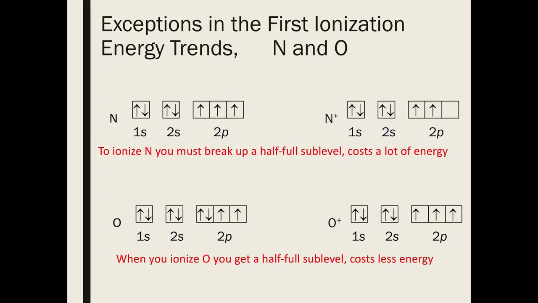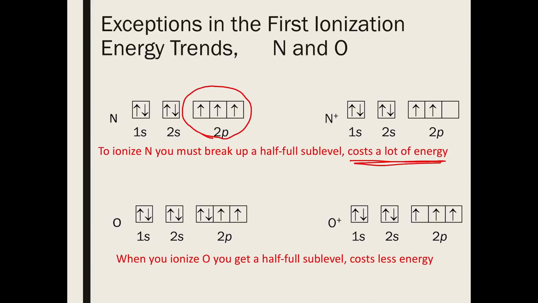If we're looking at ionizing nitrogen, we have a half full sublevel. And like I said, things are particularly stable when they have full or half full sublevels. So to ionize nitrogen, we have to break up this half full sublevel here. This requires us to input a lot of energy to pull off that electron.